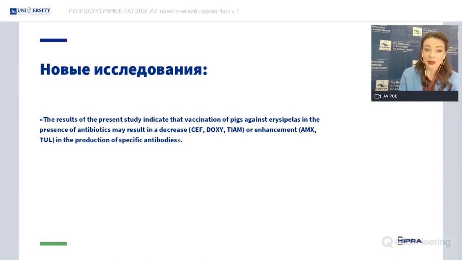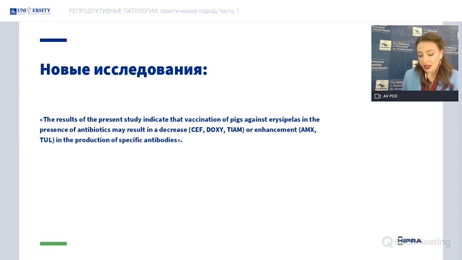Так вот, понижают цефтиофур, доксициклин и тиамулин, которые, к сожалению, мы часто используем именно в период от корма, а повышает выработку антител амоксициллин и еще один препарат, название которого я сейчас забыла. Все могут что-то забыть. Я сегодня просто обсуждала этот вопрос, и мне очень интересно было. Ладно, я напишу вам, как называется этот препарат, не буду сейчас искать.